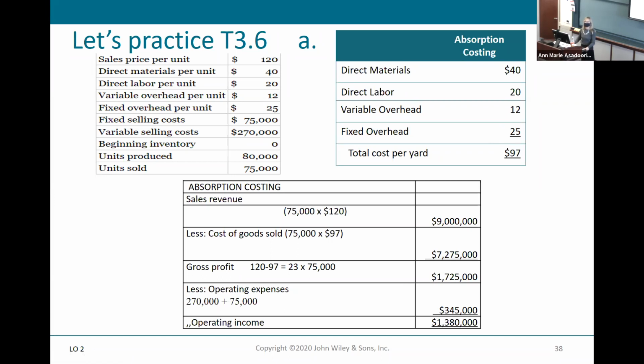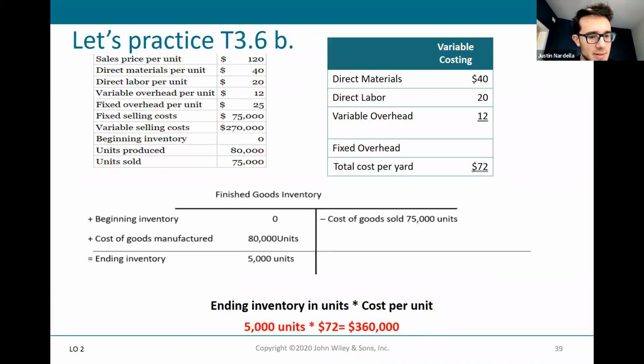Anybody? Inventory is valued at the cost of making it under variable costing. Justin, would it just be 60,000? So how are you getting 60? Just taking the variable overhead times the units that are remaining in the ending inventory? All right, so the answer is 360.